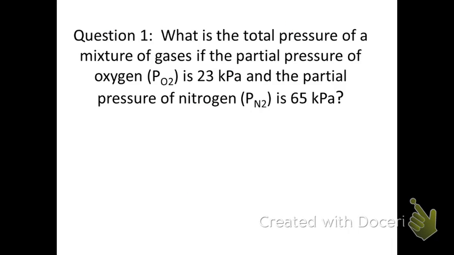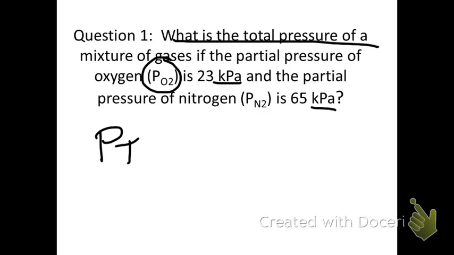So, this first question is right from your worksheet. What is the total pressure of a mixture of gases if the partial pressure of oxygen is 23 kilopascals and the partial pressure of nitrogen is 65 kilopascals? When you see a P with a little subscript of a chemical formula, that just means the pressure or partial pressure of that particular element or compound. And just recall from Unit 2 that kPa, kilopascals, is one of our pressure units that we have to know. Since it's asking me for the total pressure, I'm just going to add up the oxygen and nitrogen's pressure together.